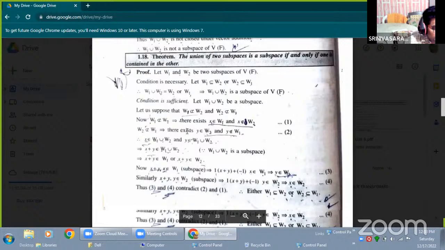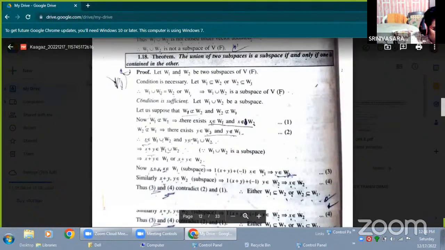Now, according to the subspace condition, a alpha plus b beta, we take a value 1 and b value minus 1. So x plus y plus minus 1 into x, the remaining element is y. After simplification, minus 1 into x belongs to W1, so we get y belongs to W1. But from the second condition, y is not in W1, and here y is in W1. This is a contradiction.